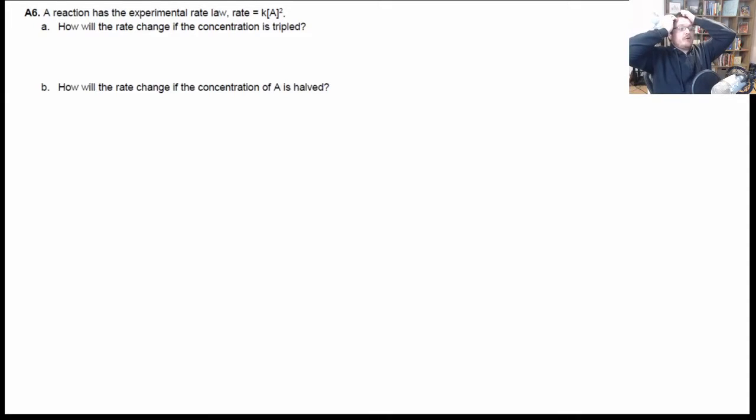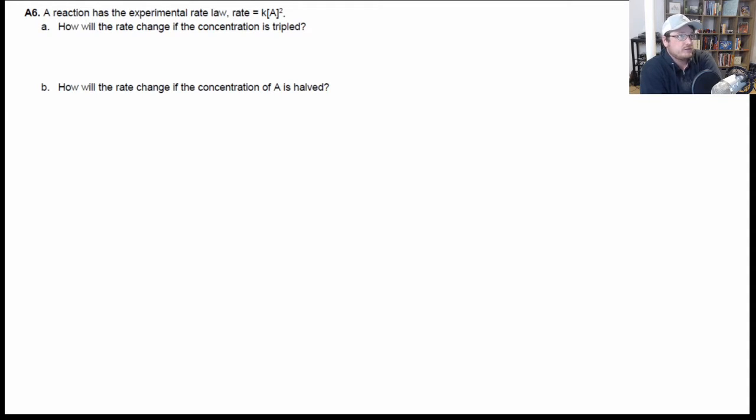A reaction has experimental rate law: rate is equal to K times the concentration of A squared. How will the rate change if the concentration is tripled? The thing to think about is that if you're tripling the concentration, you're then going to square that, and so if you're squaring that part, it's going to go up ninefold.